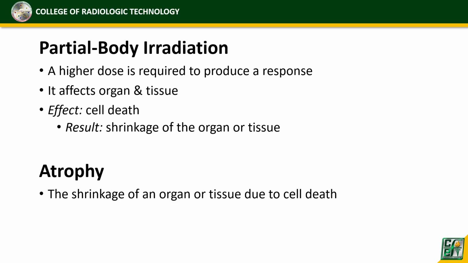Okay, so partial irradiation, a higher dose is required to produce a response, kasi nga, small lang yung region of interest. It affects organs and tissues. Effect niya is cell death that results to atrophy of organs or tissue. Okay? Atrophy is the shrinkage of an organ tissue due to cell death. Okay, pagliit ng muscle, tissue, or organ due to cell death.